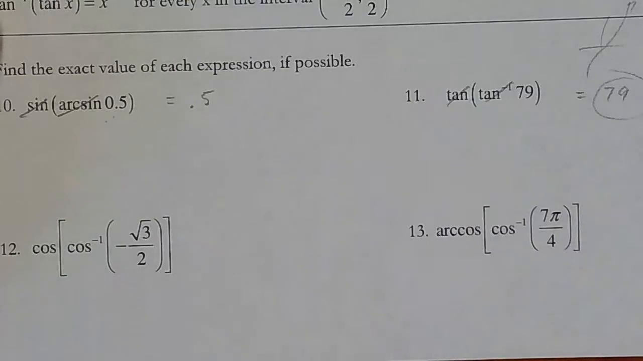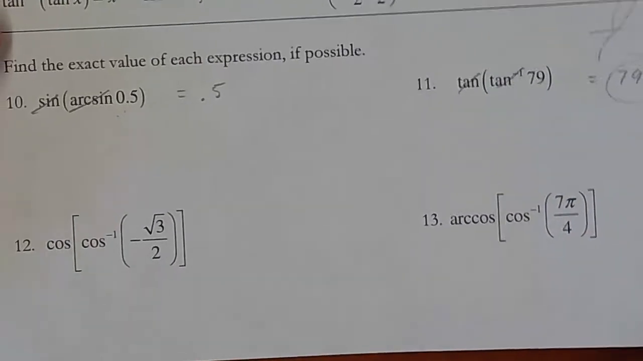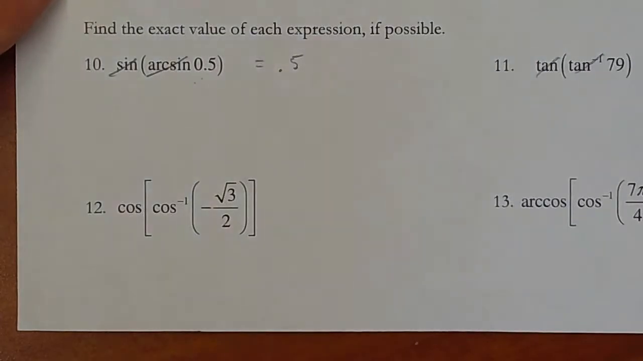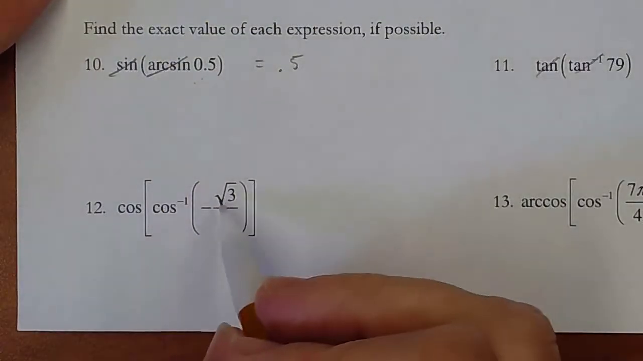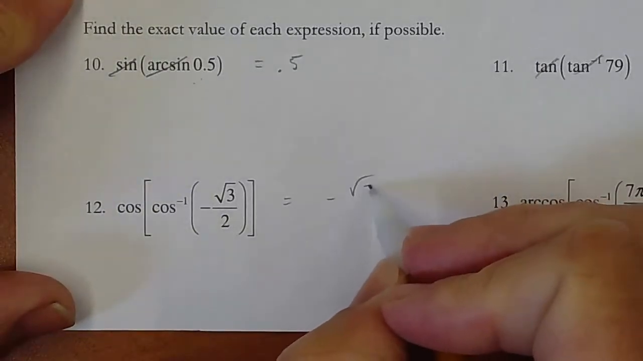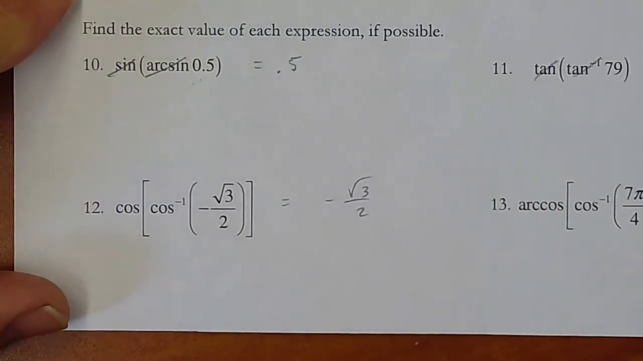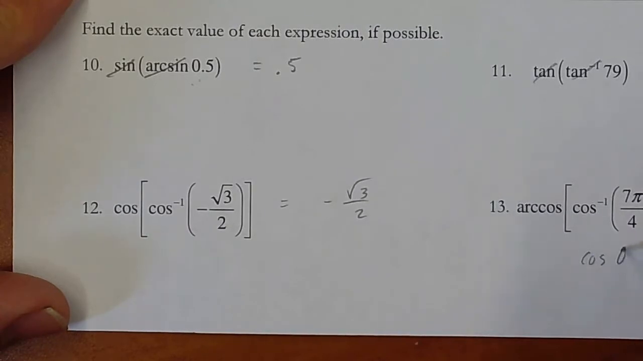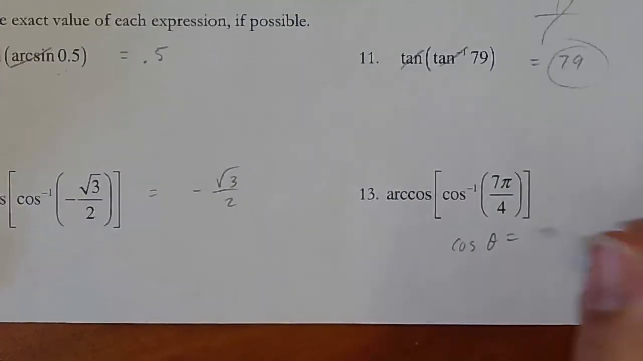All right, so it doesn't take you long to think this through. What do you think 12 would be? It's going to be equal to this x value. It's actually equal to negative square root of 3 over 2. Okay. 13 is actually a little tricky. This angle for the inverse cosine, remember it's restricted, cosine of what angle gives me 7 pi over 4?